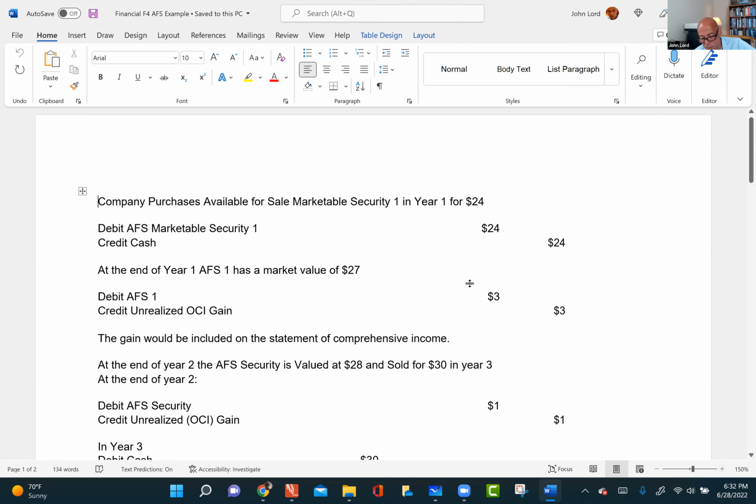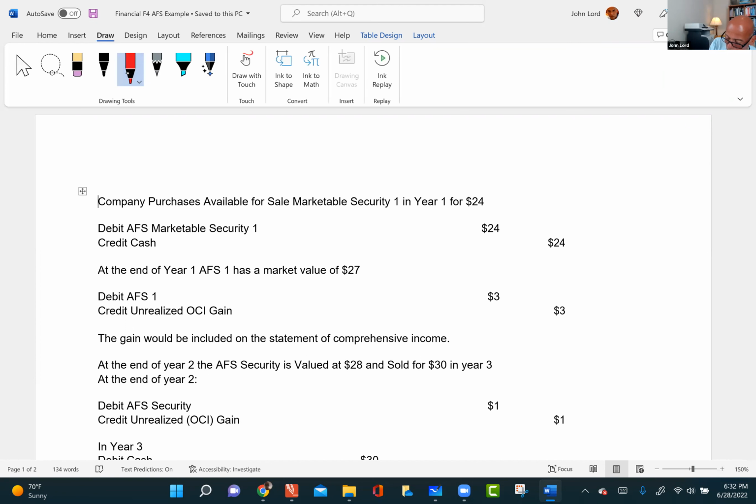A company purchased an available for sale security in year 1 for $24. Okay, $24. So I'm going to set up my available for sale security, and I'm going to debit it for 24 when I bought it. Now, at the end of year 3, the available for sale security had a market value of $3 higher. So what do I do? I debit the available for sale security for $3. Now it's being carried at 27, right? And I credit unrealized OCI gain.